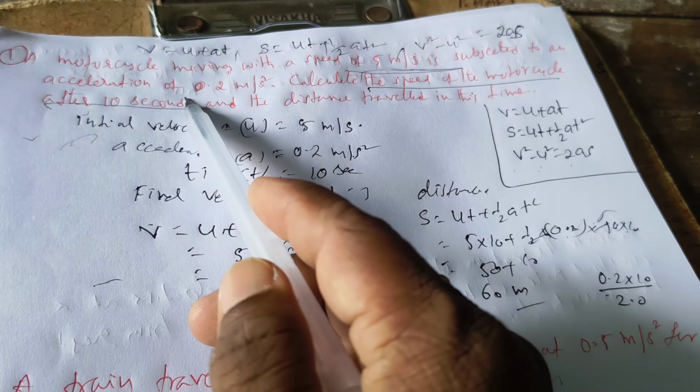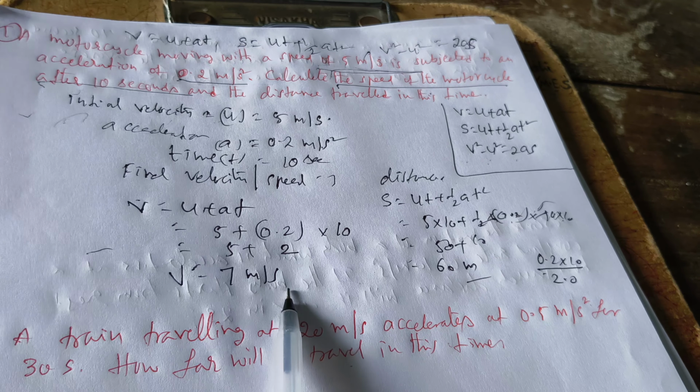See here the three equations. Which formula has initial velocity, final velocity, acceleration and time? The first one, v equal to u plus at. So substitute the values: u, the initial speed, 5, plus acceleration 0.2 meter per second square, and time 10 seconds. Simplify it: 0.2 times 10 is 2, so 5 plus 2, 7 meter per second is the speed of the motorcycle after 10 seconds.